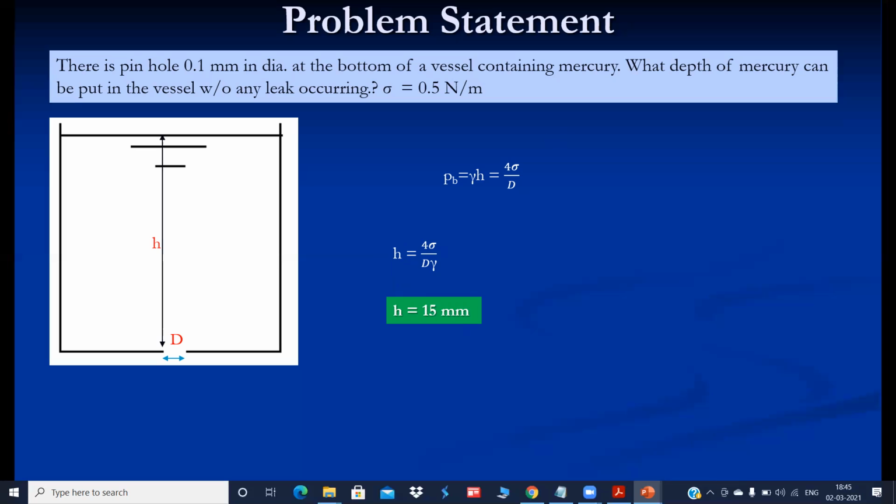Such kinds of problems can generally be asked in the GATE examinations. The GATE examination problems are difficult to recognize, but here you can easily recognize it. So interpretation is required: if it exceeds that, then it starts leaking. So this is the interpretation. This is problem number 2.